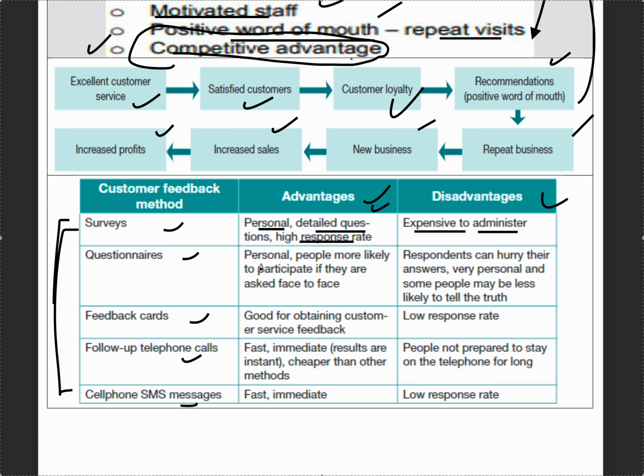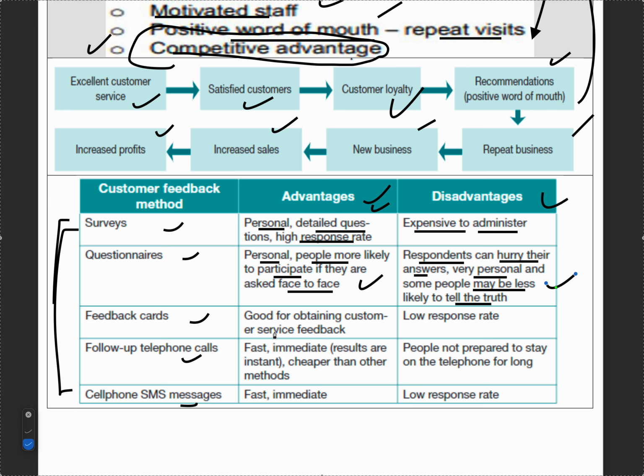Then the questionnaire, personal as well; people are more likely to participate if asked face to face. With a questionnaire, you ask them face to face, give them a form, and they fill it in. That's the advantage, because you interact with people. Disadvantages: respondents can hurry their answers, like people will just write for the sake of writing. Also, it's very personal, so some people will be less likely to tell the truth and will hide it.